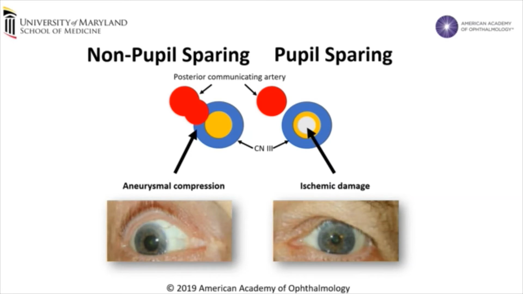Cranial nerve 3 palsies can occur as pupil-sparing or non-pupil-sparing palsies due to damage to different parts of the nerve. As mentioned earlier, cranial nerve 3 carries parasympathetic fibers in the periphery, while the motor fibers travel in the center of the nerve. In non-pupil-sparing palsies, oftentimes a posterior communicating artery aneurysm compresses the nerve, damaging the peripheral parasympathetic fibers, while in pupil-sparing palsies, the central motor fibers are damaged, oftentimes due to ischemia.